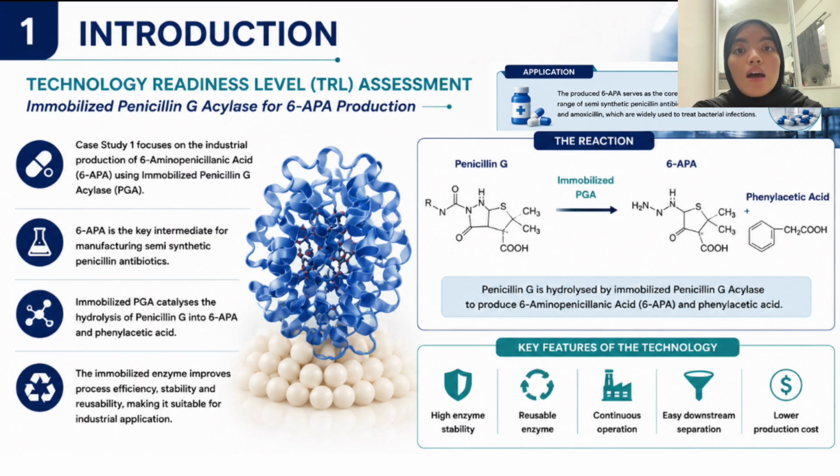In this process, penicillin G acylase catalyzes the hydrolysis of penicillin G to produce 6-APA and phenylacetic acid. Unlike the free enzyme, the enzyme is immobilized on a solid support. This improves enzyme stability, allows repeated use, and increases the overall efficiency of the production process. Due to these advantages, immobilized PGA has become one of the most widely used biocatalyst technologies in the pharmaceutical industry.